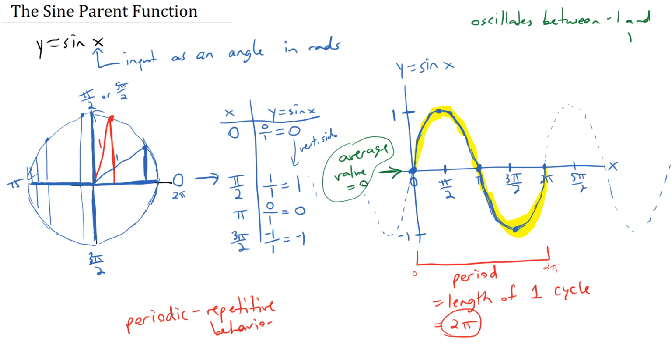The last definition I want to give is what we call amplitude. Amplitude is how far the graph deviates from the average value. So in this graph, the amplitude, again, is how far the graph deviates from the average value of 0 in this case. Well, it goes 1 above and 1 below. So the amplitude here is 1. So we have amplitude, period, and average value. And we have our basic sine graph.